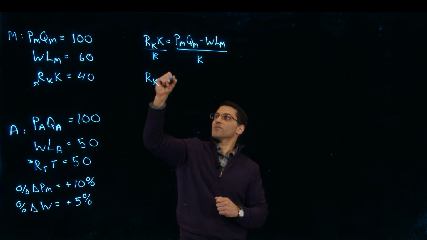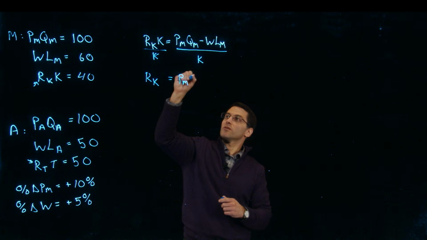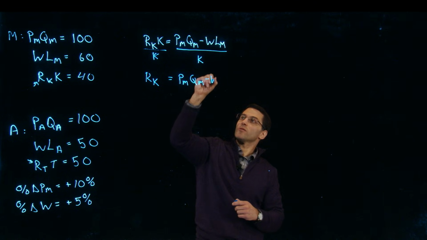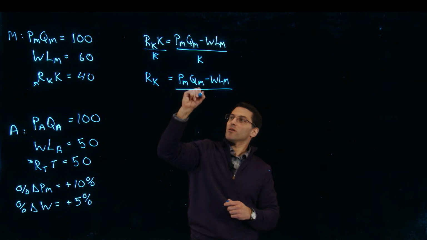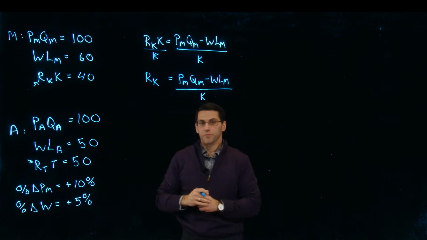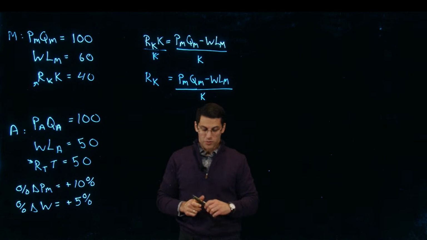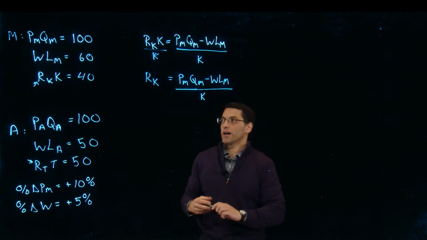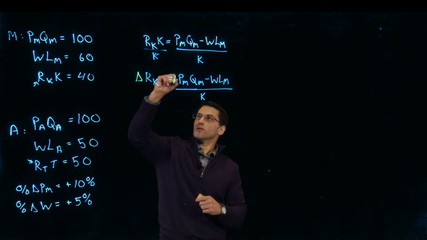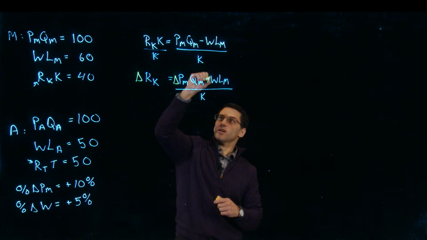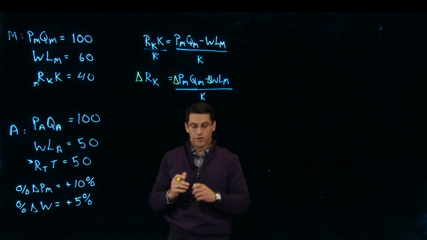Okay, so now we just have RK all by itself equal to PMQM minus WLM, all over K. Well, how do we convert this into percent changes? What we're going to need to do now is turn these into changes. And as an approximation, we'll just put a delta, or a change, in front of all of our price variables.